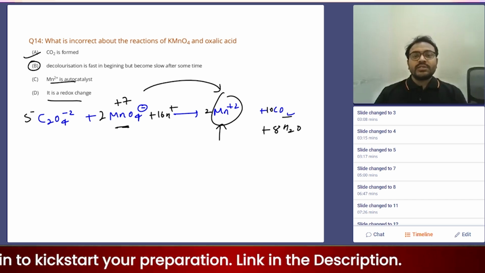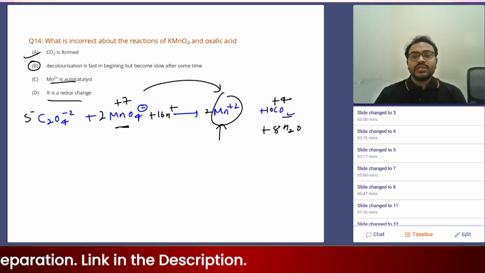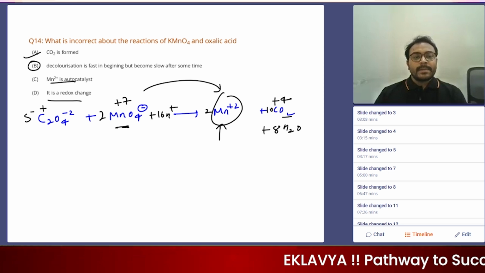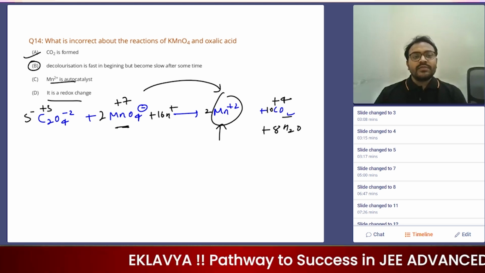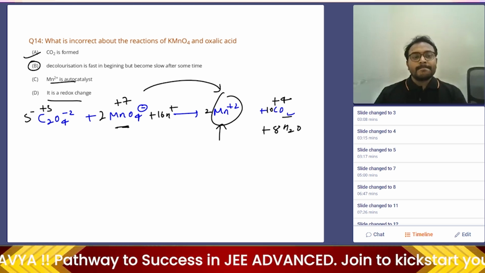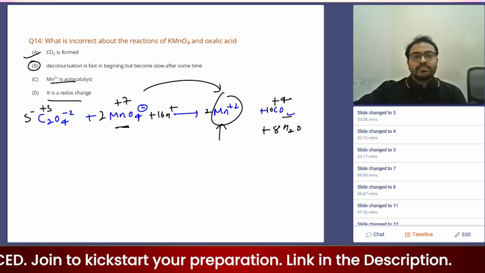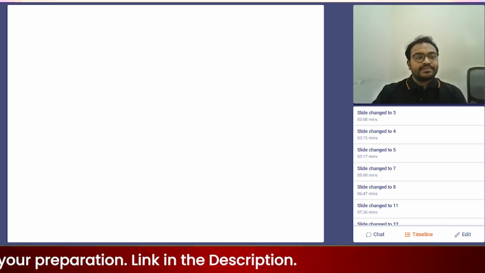Yes, this is a redox reaction because the carbon oxidation state is increasing here and the Mn oxidation state is decreasing. Okay, so the carbon oxidation state we can find, that is +3. So the right answer is option B.